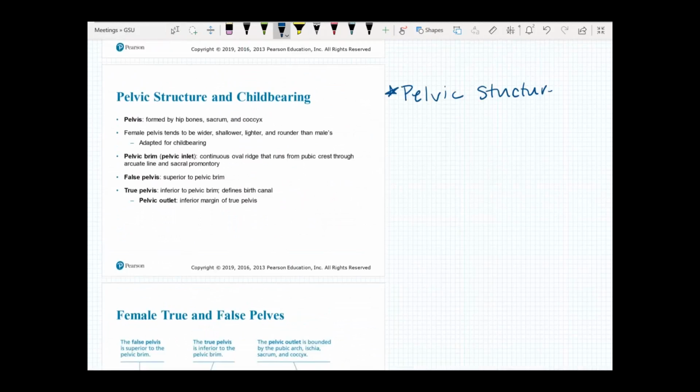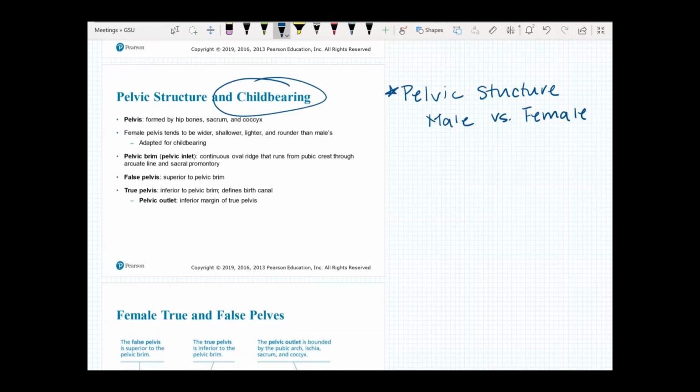Okay, so what's one thing that's different in our pelvic structure is that there is a difference between the male versus female pelvic girdle. And the reason we have a different structure for male versus female is because of childbearing. So the pelvis is formed by the overall hip bones, the coxals on the right and left, but it's also formed in the back by the sacrum and the coccyx.